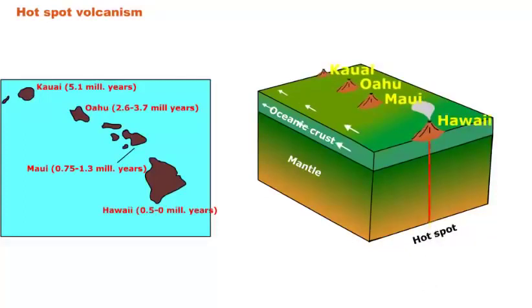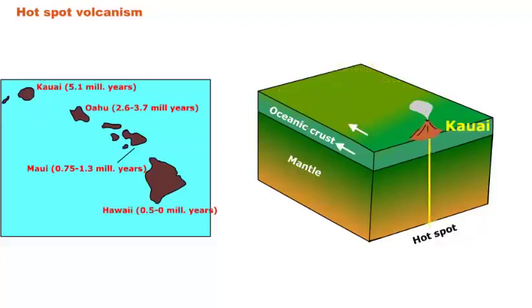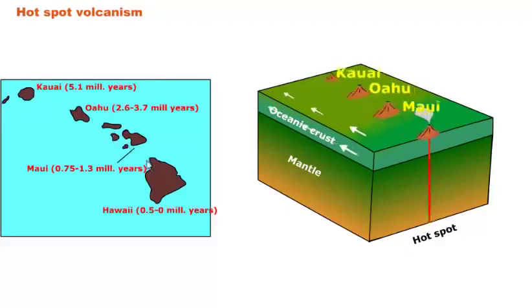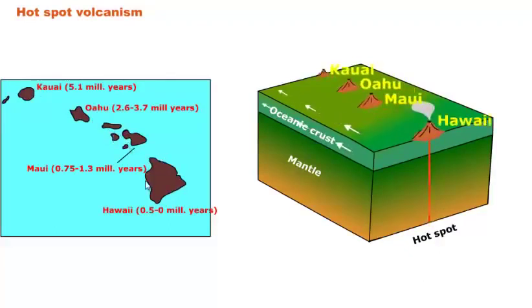What we know is that the islands are moving towards the northwest, and the northwesternmost island, Kauai, is the oldest island, and they get younger and younger and younger as you move down towards the southeast, with the Big Island of Hawaii being the youngest one of all, only 500,000 years old at the oldest. In fact, it's still volcanic now. Right here is where Kilauea is, which is the active volcano on Hawaii. So you can see that everything is moving in this direction.